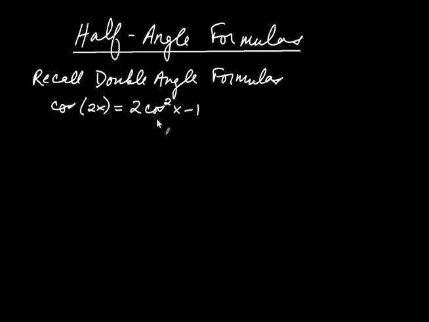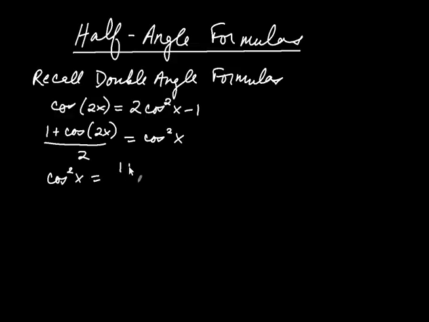So what we're going to do is isolate this cosine squared of x here. So we're first going to add 1 to both sides and then divide by 2. So it's going to become 1 plus cosine of 2x divided by 2 is equal to cosine squared x. And now we'll go ahead and write the cosine squared x on the left-hand side. So we've got cosine squared x is equal to 1 plus cosine of 2x divided by 2.